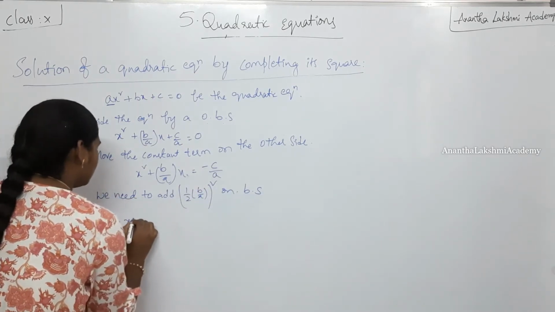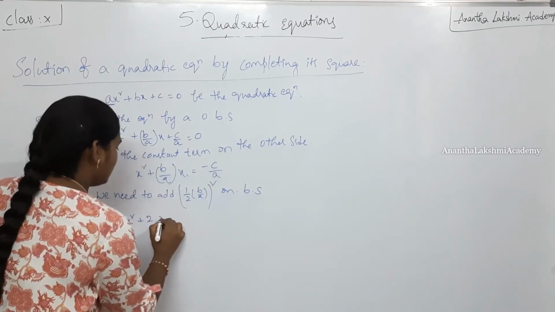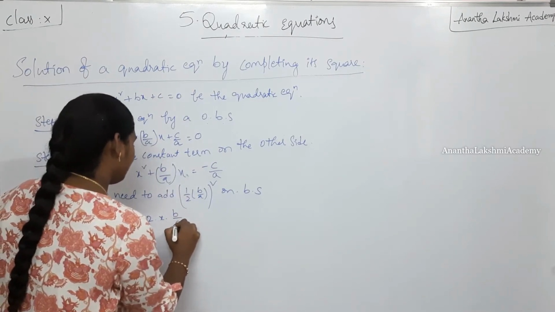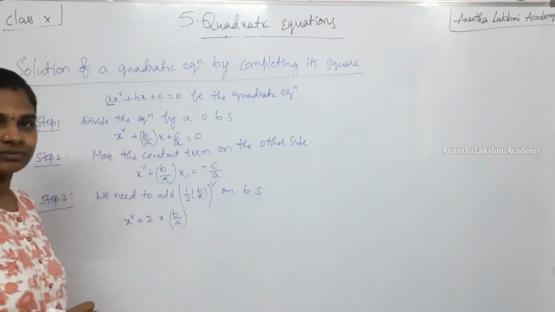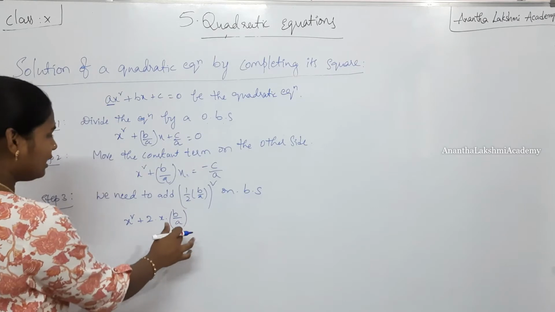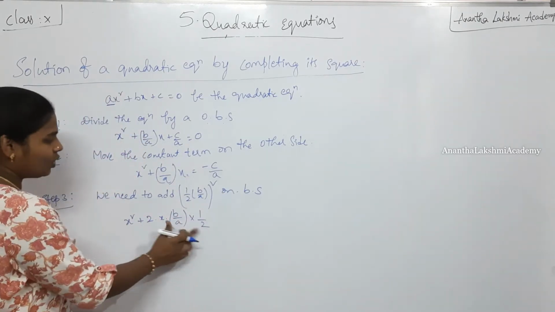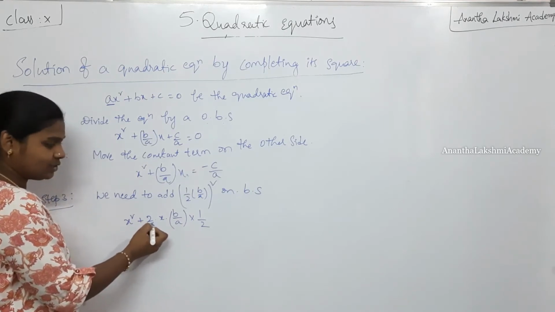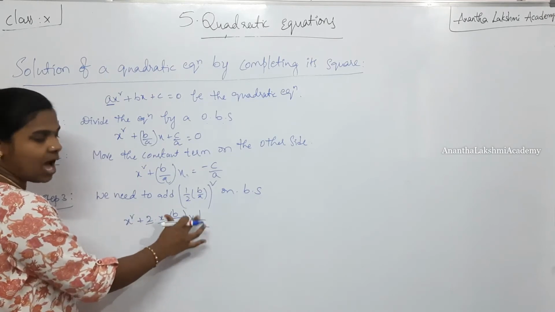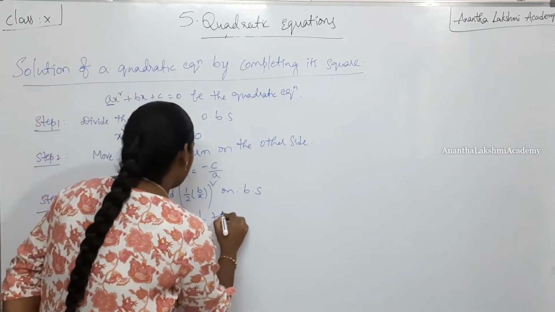Let us figure out. x square plus 2ab it should be. So, 2 into a into b. b is nothing but b by a. But here 2 is not there. So, this has to be b by a into 1 by 2. In 2ab, 2 is there, x is nothing but a, and b is half into b by a. So that is what we are going to add on both sides in order to have b square.